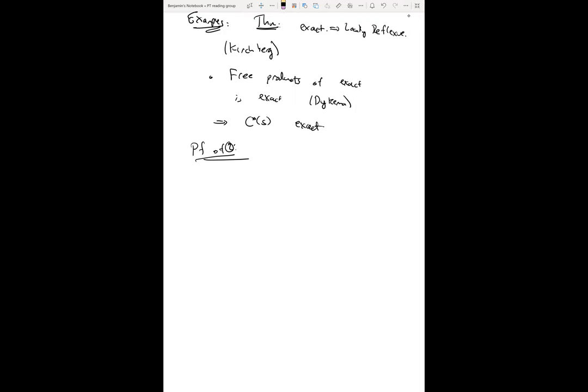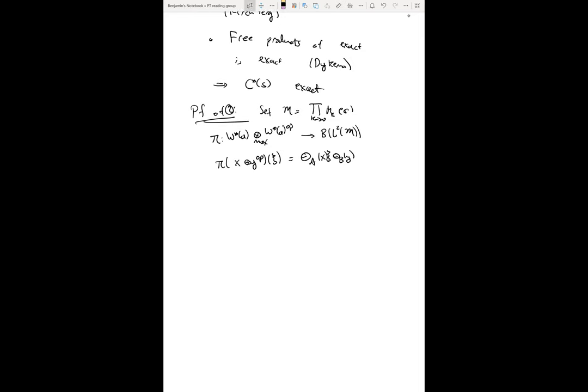So the first thing we're going to do is we're going to define a representation here. So I'll set script M to be this ultraproduct of matrices, just a simplified notation. And I have this representation given by left and right acting. Okay. So reasonably natural thing.